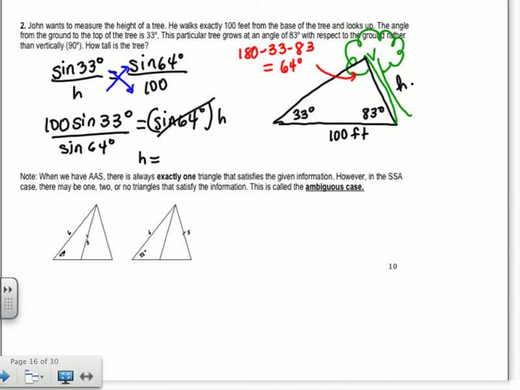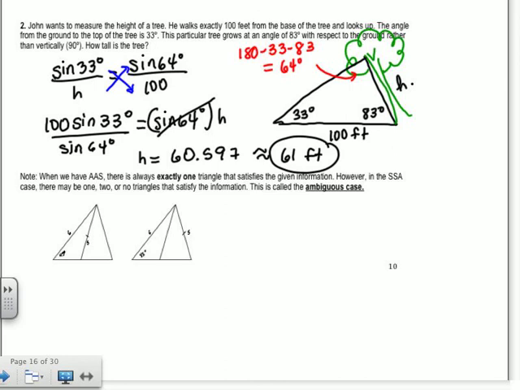Did you guys get an answer? I got 60.597. Maybe you had a 10. Look to see if you had 10 instead of 100 here, because you're off by one decimal place, right? So 61 feet is the approximate height.